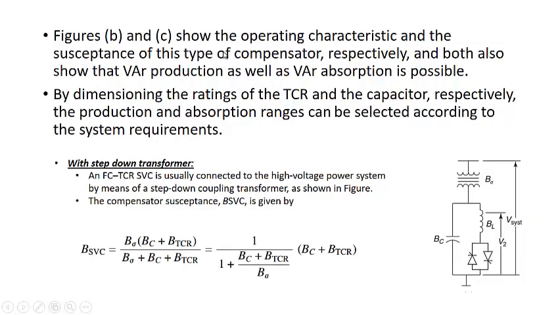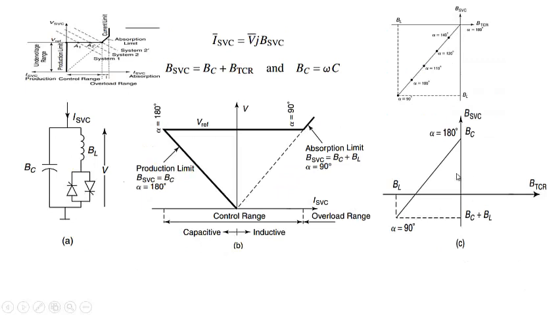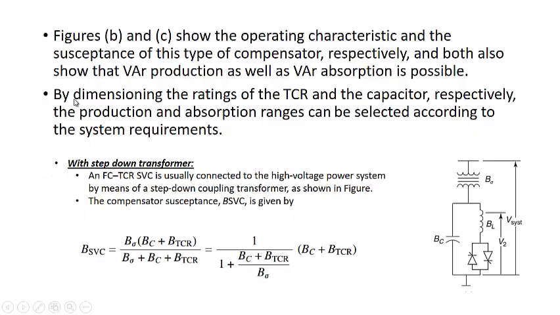Now these two operating characteristics show the VI characteristics and the susceptance of this type of compensator respectively, and both also show a protection as well as an absorption limit. This is the protection limit of the FC-TCR. This is the absorption limit of this FC-TCR. Similarly, this is the absorption limit, this is the protection limit. By dimensioning or changing the reactance of the fixed capacitor and the reactance of the TCR, the protection and absorption range can be selected or changed accordingly as per the system requirement.